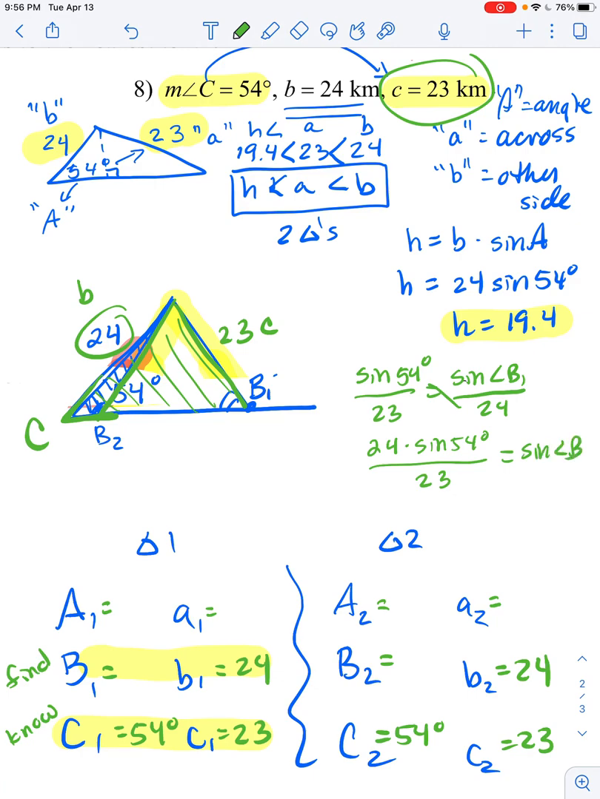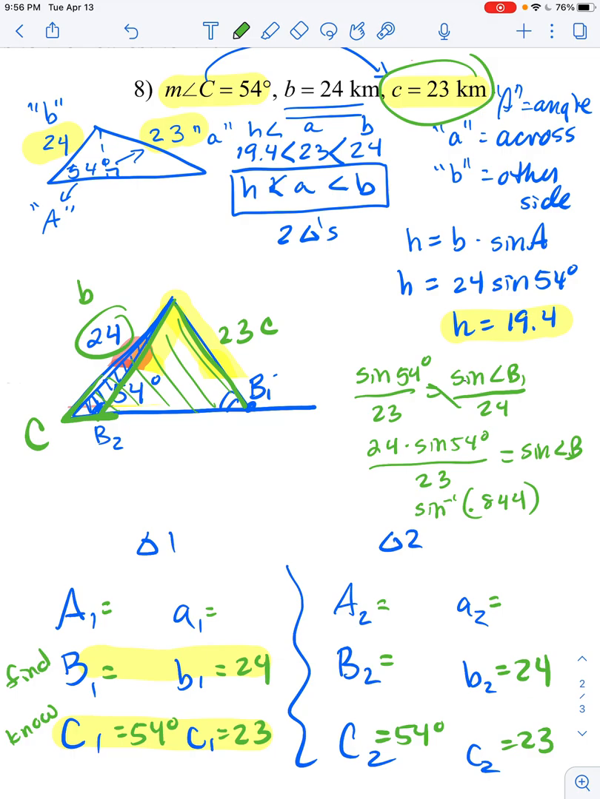So when I go through that, bear with me here, 24 sine 54, close out that parenthesis, and then divide that by 23. I actually get a decimal because I'm looking for an angle, so I need to do sine inverse.